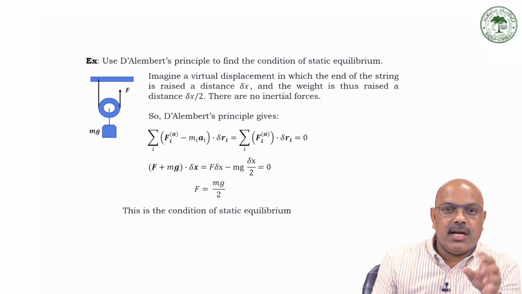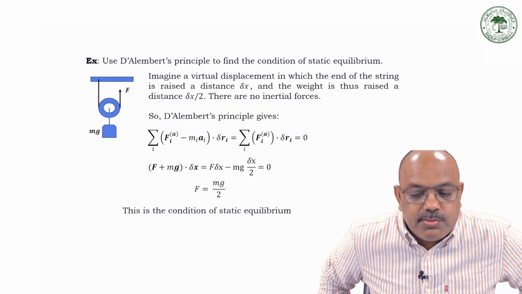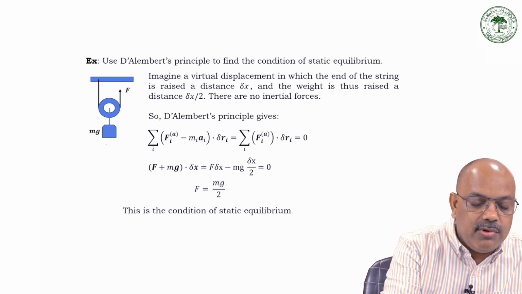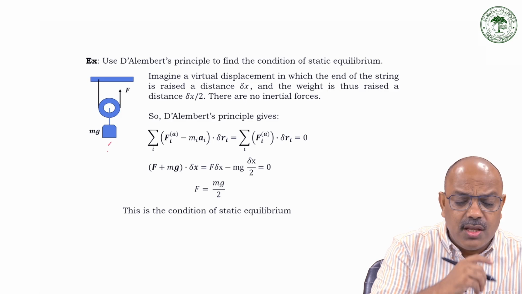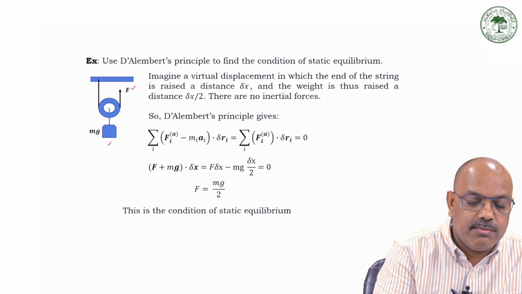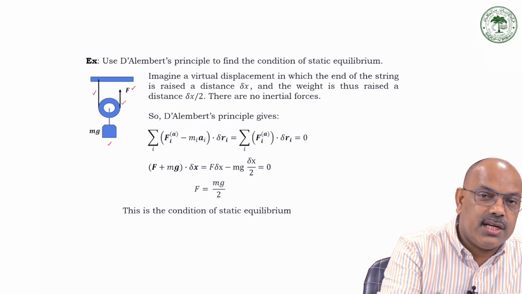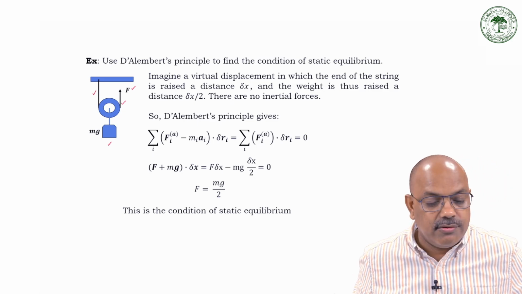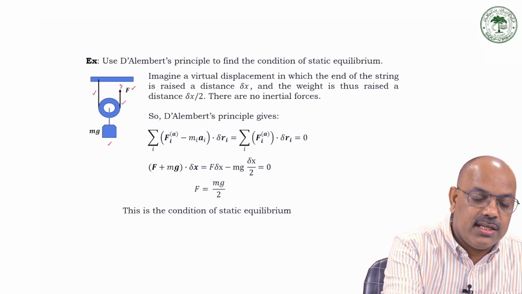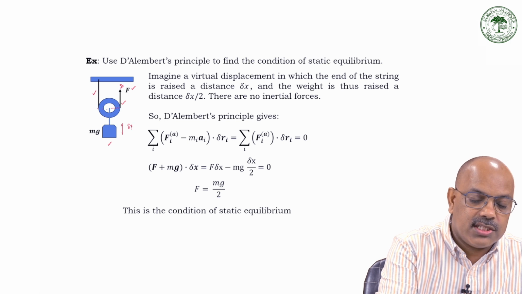Let's try to understand again with some other example, on the basis of D'Alembert's principle, let's find the condition in a small example. This is my pulley, mg is there, and we imagine that I raise this through a force. The tension is acting here in this rope, that is going to be the constant force. So if I raise this by delta x, then, as you know, in the pulley condition this is going to be delta x by 2.